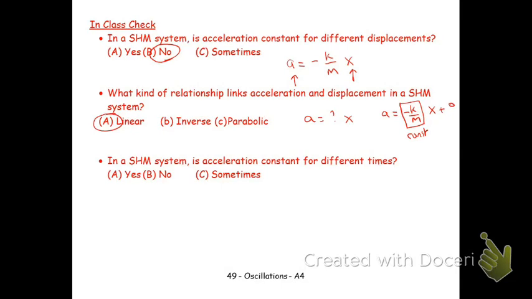In a simple harmonic system, is acceleration constant for different times? a is equal to minus k over m times x.